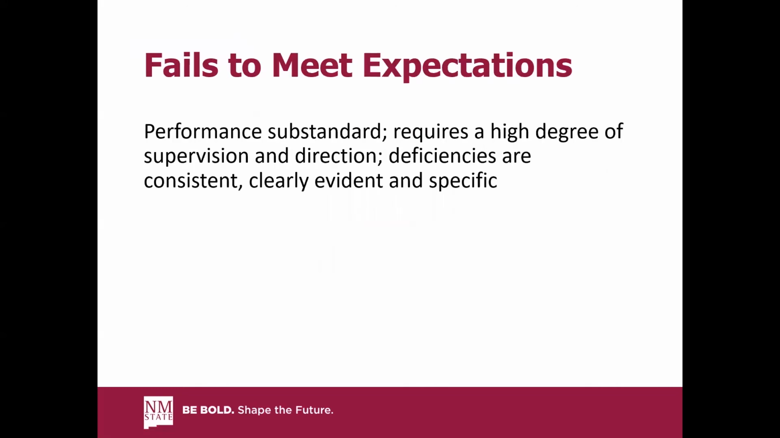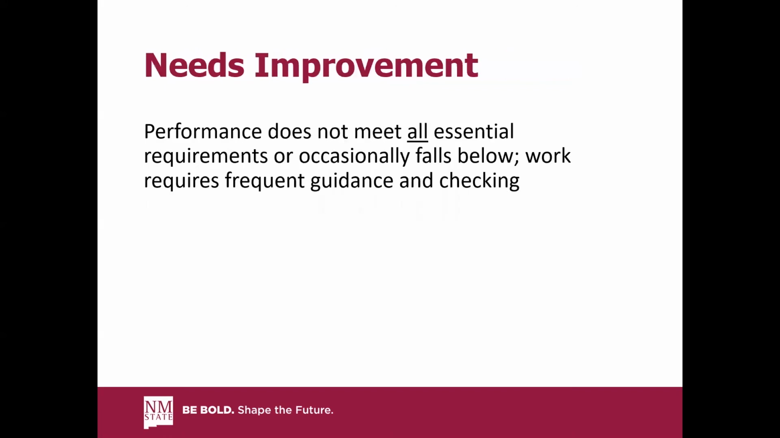So first of all, fails to meet. That's where the performance is substandard. This person probably requires a high degree of supervision and direction. Deficiencies are consistent and ongoing, and they're clearly evident and specific. Remember, you're rating people on each of those categories, so they may have one category that falls in this area and a different category that falls in a different area. Needs improvement. Performance does not meet all essential requirements, or occasionally they fall below. The work requires frequent guidance and checking.